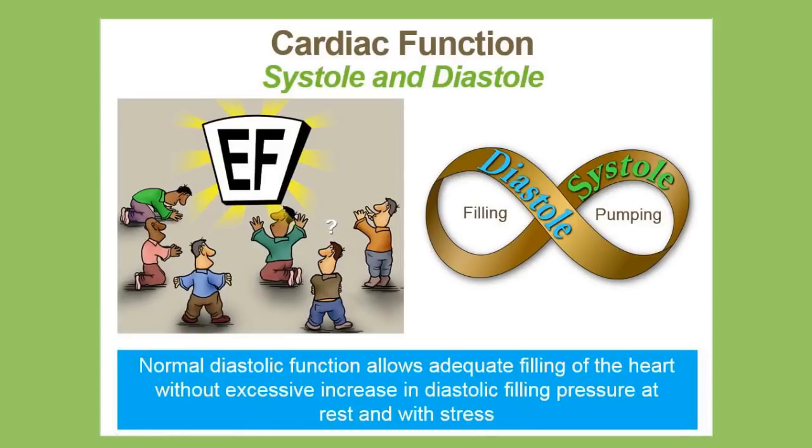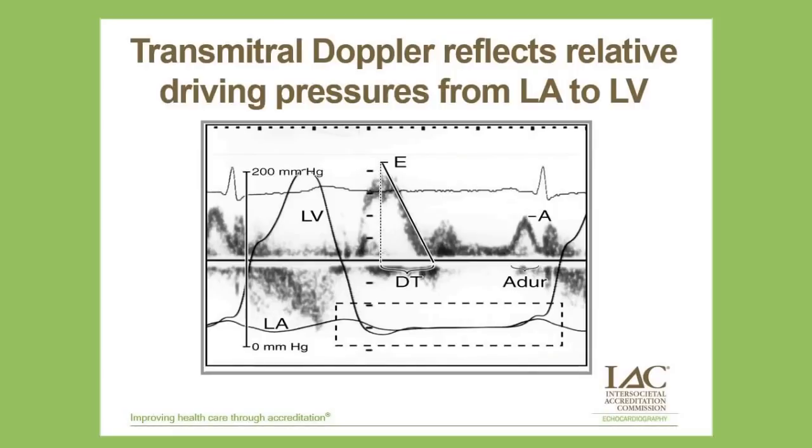So let's talk about cardiac function. Systole and diastole, pretty basic, we think. Systole is the pumping portion of the cardiac cycle. Diastole is the filling portion. And when we talk about normal diastolic function, all we're really saying is that the heart is able to adequately fill without excessive increase in diastolic filling pressure, both at rest and with stress. So that's the definition of normal diastolic function.